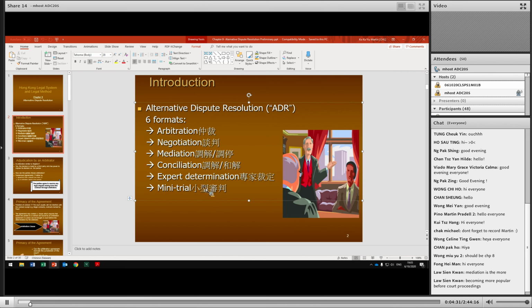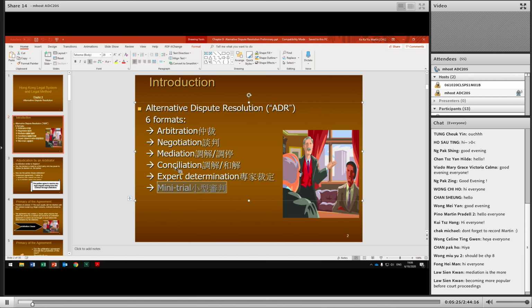Mini trial is also the same. Mini trial is only a more formal negotiation, a bigger scale of negotiation. Usually, the parties will have a team of executives instead of just one person on each side. Each party will send a team of executives. For example, if both parties are companies, they will send a team of executives, for example the accountant, the manager, etc., to attend the mini trial. Again, very strictly speaking, it should not be regarded as ADR. But according to the website of HKIAC or some other websites, they are still included as ADR.